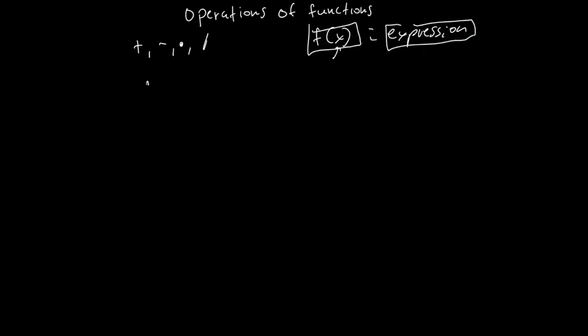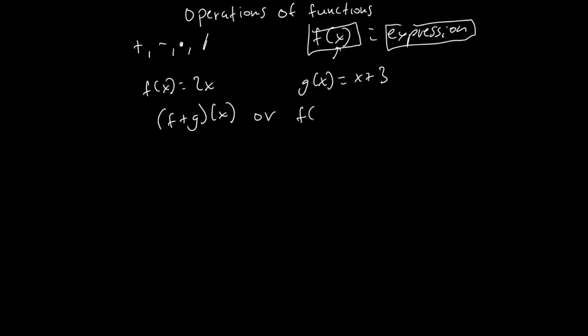So let's suppose we have the function f of x equals 2x, and we have the function g of x equals x plus 3. So to add these functions, we would write f plus g of x, or f of x plus g of x. And this basically just means you're adding all the outputs of f of x, plus the outputs of g of x.